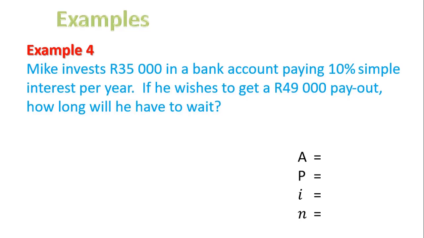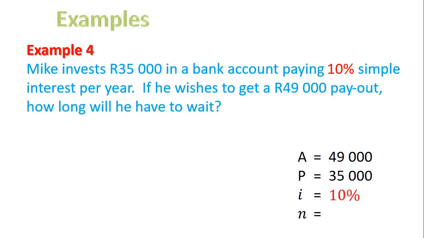So my A, he wishes to get 49,000 payout. So my final amount is my 49,000. My starting amount, let's see, Mike invests 35,000, so that's where he's starting. And so my P is 35,000. Next we look for I, our interest rate. And so the bank account is paying 10% simple interest, and so our I is 10%.